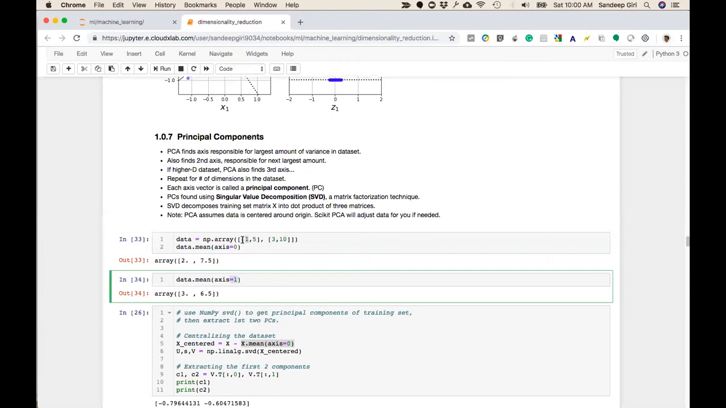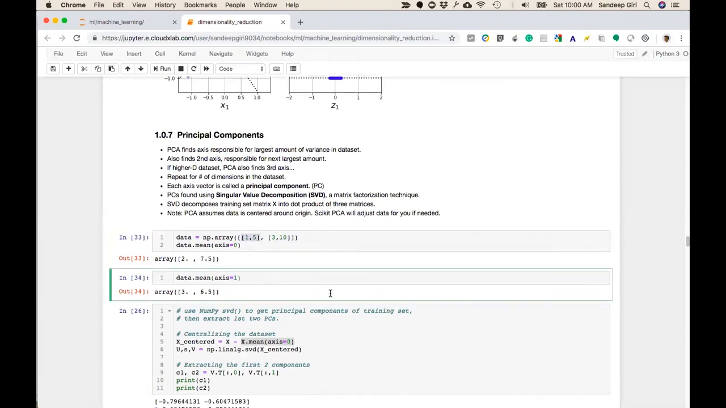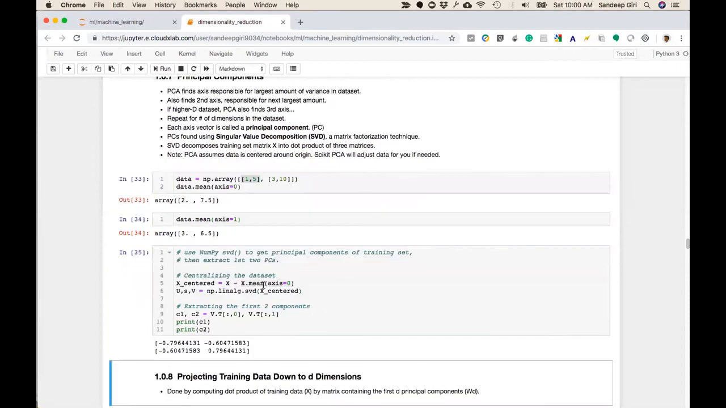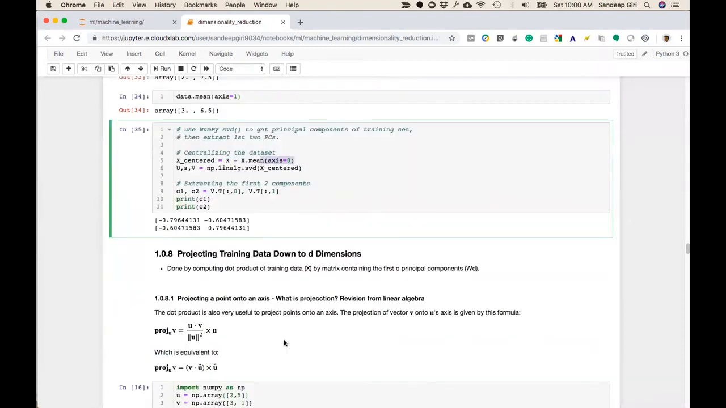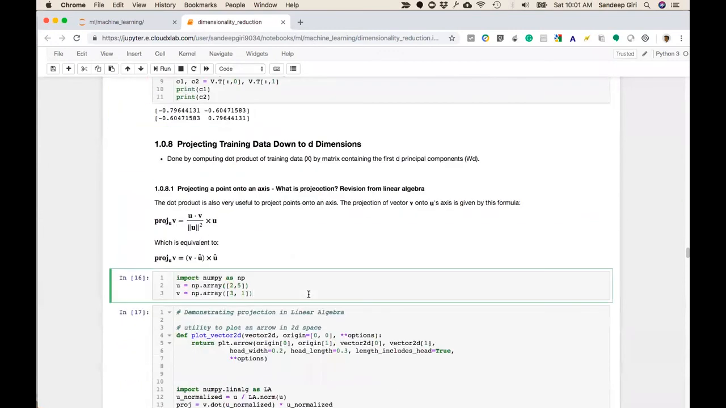This one is basically across the column, 1 plus 5. I hope you got the idea. So first of all, we are centering the data set. We are computing the mean on the 0th axis, and we are computing the mean across the rows.